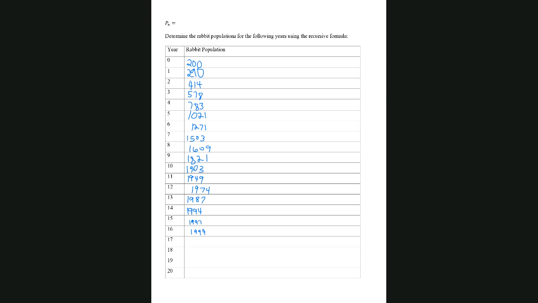17 is going to be 2000, and you're going to notice that whenever you have 2000, it's going to be 2000 from there on out. So what could really happen realistically here is the population after year 20 could still be around 2000.